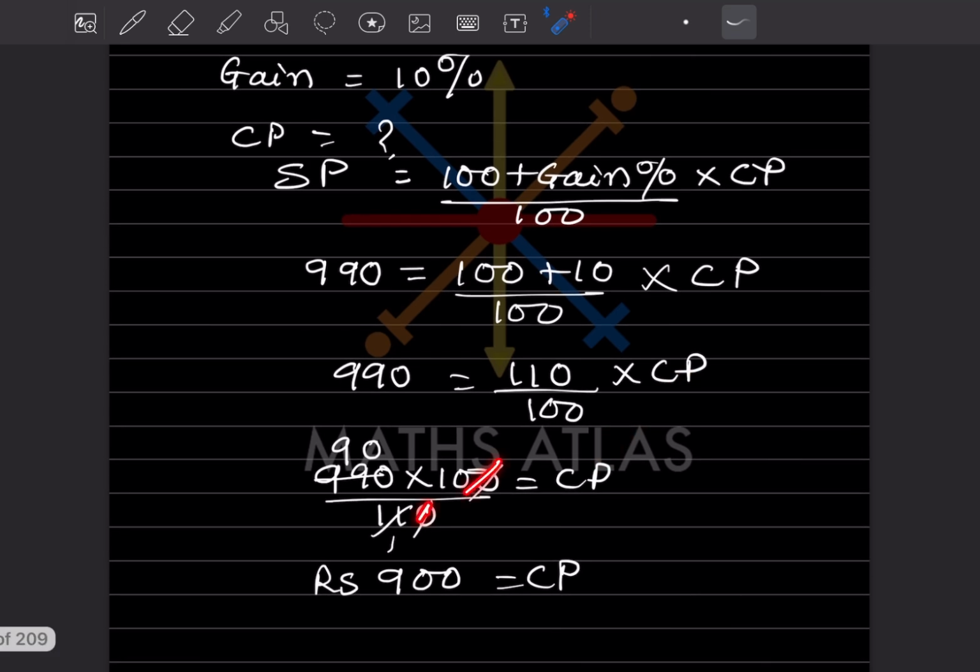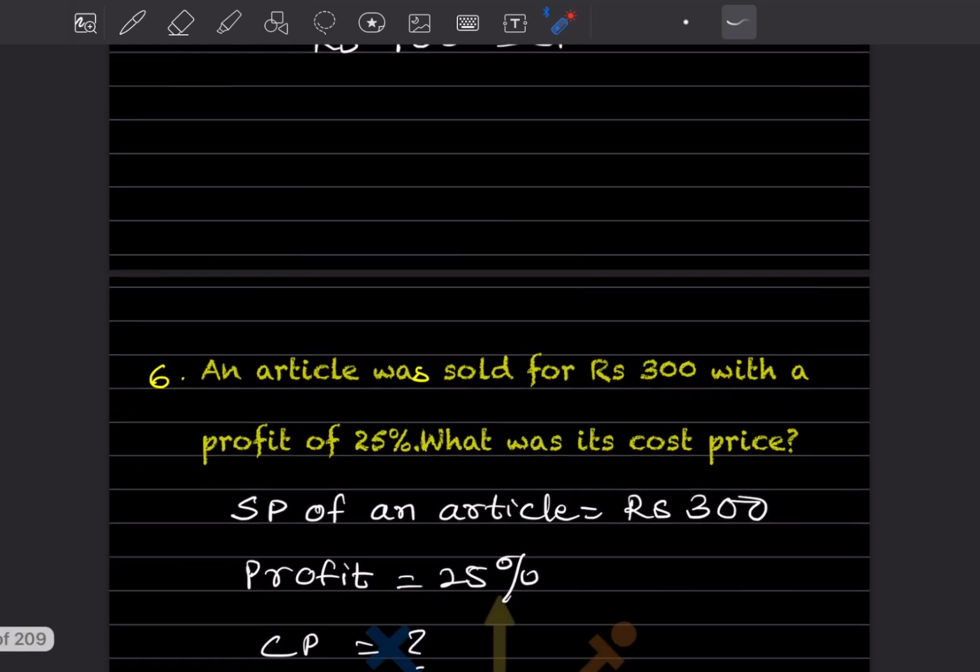When you simplify this, 11 nines are 99, and this will be 0, so this will be 90 into 10. This is going to be 900. So the cost price is rupees 900. That is what they have asked.